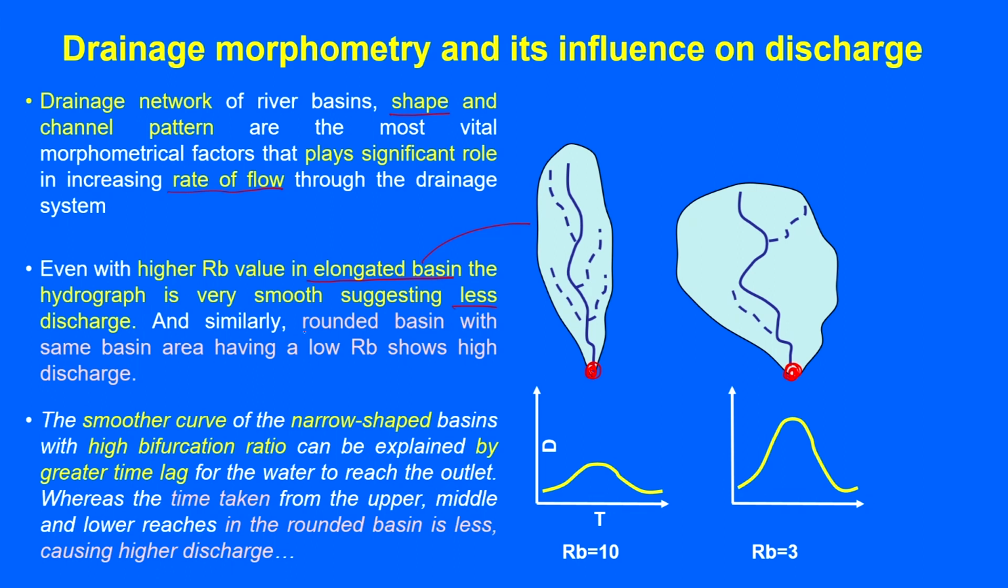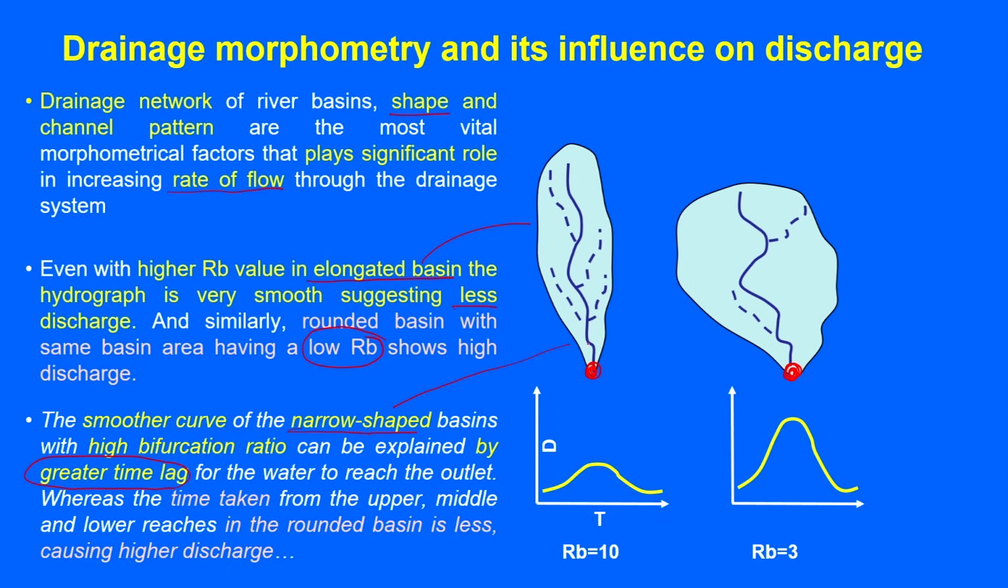So a rounded basin with the same basin area having low bifurcation ratios shows higher discharge. So this is a bit unusual. What is the reason for that? The smoother curve of the narrow basin, this is your narrow basin here, with higher bifurcation ratio can be explained by greater time lag.